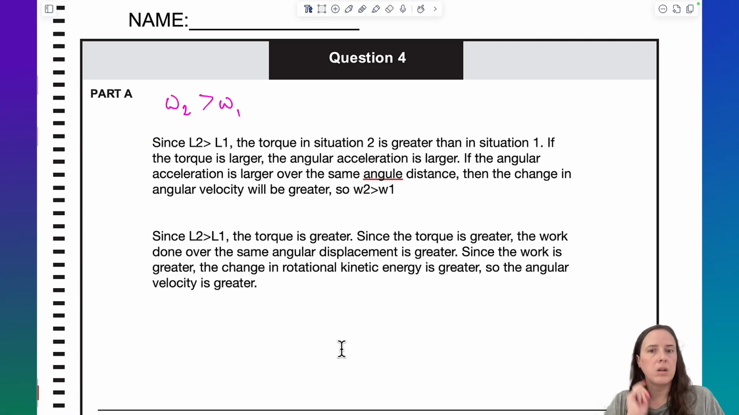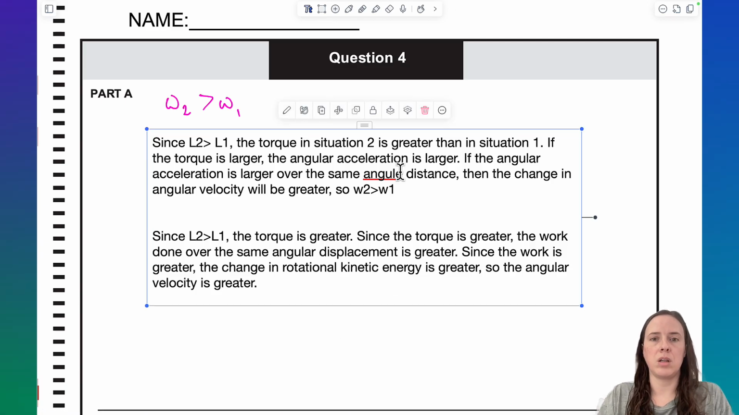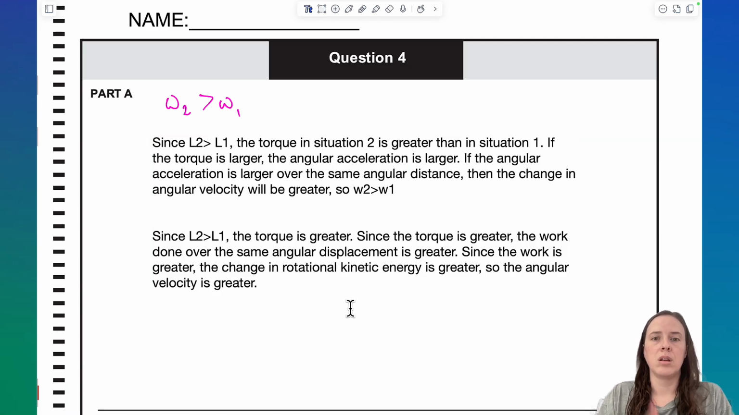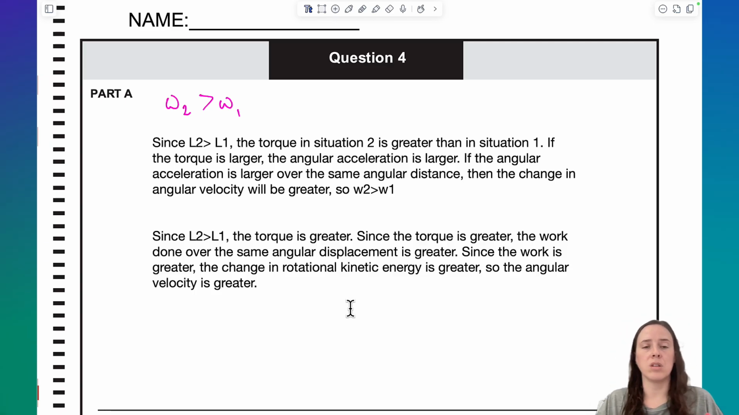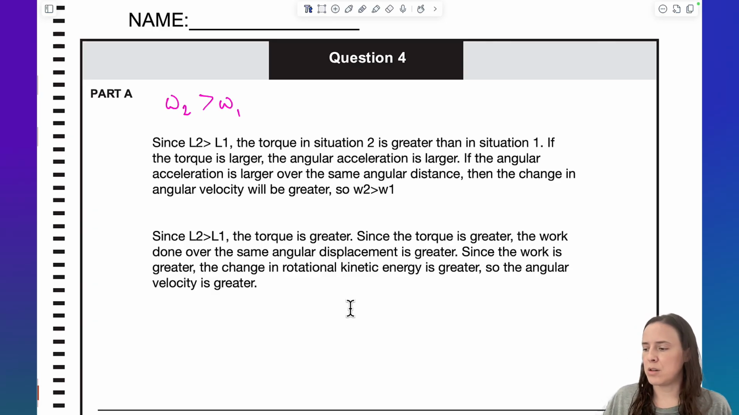So you can talk about it in 2 different ways. You can talk about it in terms of the torque and how that affects the acceleration. The acceleration affects the angular velocity over that same angular distance, 1 rotation. Or you can talk about it from an energy perspective: more torque, more work done by that torque, more work done, more energy added to the system, more energy, more speed, or more velocity.